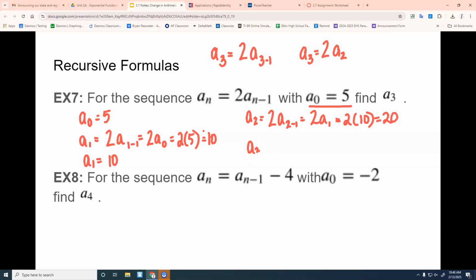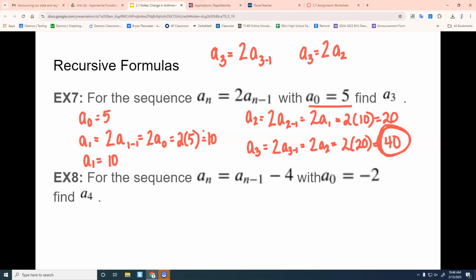Then I've got to do a sub 3, which is what I'm actually looking for. So I've got to do 2 times a sub 3 minus 1, which is 2 times a sub 2. What is a sub 2? 20. So 2 times 20 gives me 40. A sub 3 is what I was looking for, so that is my answer for this.